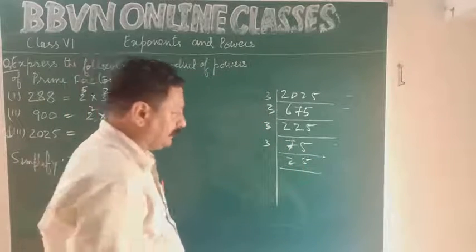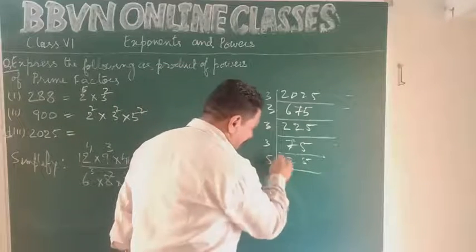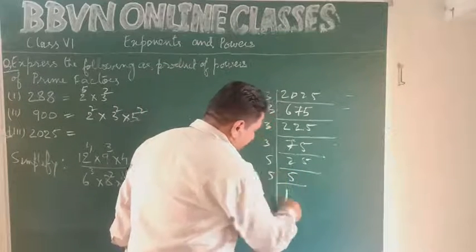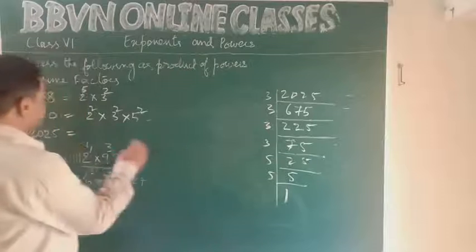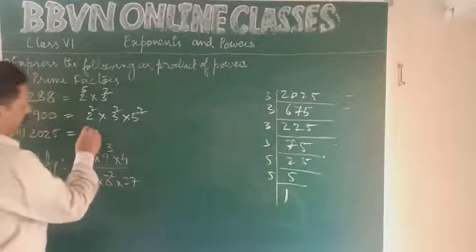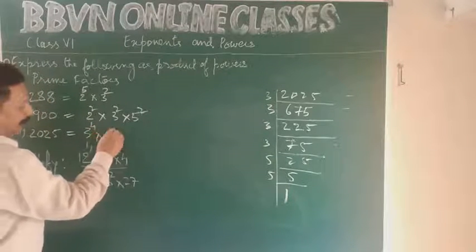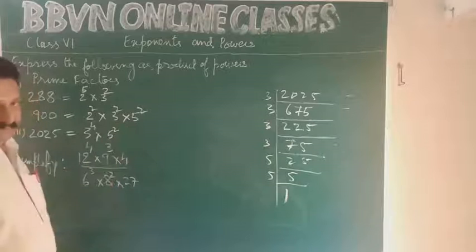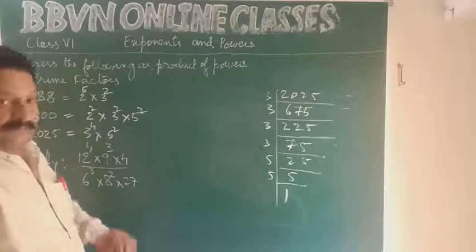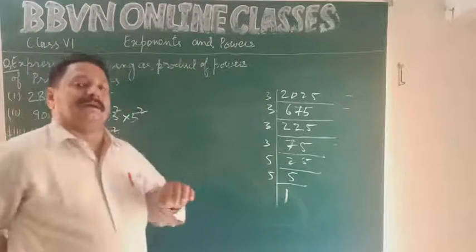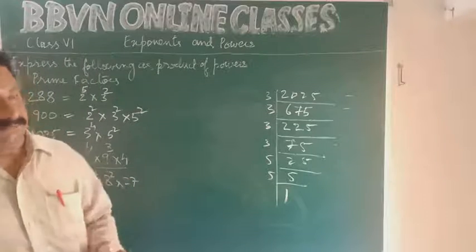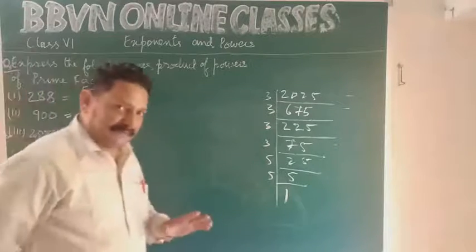So next prime is 5. Yes, it is divisible by 5. So what do we have? 3 to the power 4 multiplied by 5 raised to the power 2. So this is how we have to express any number in terms of the powers of its prime factors.